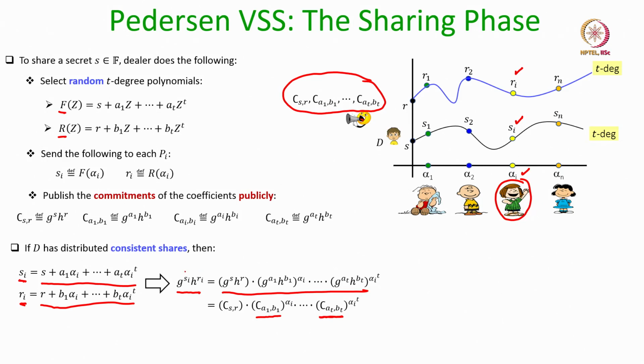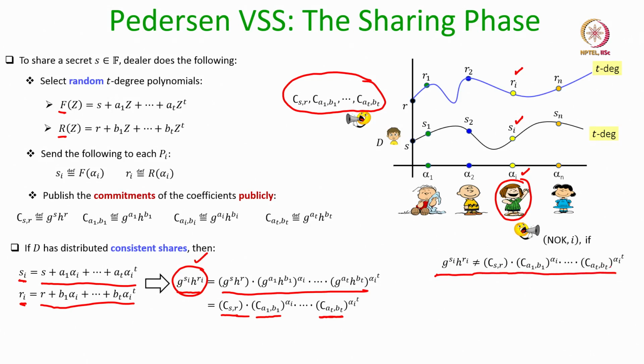Pi has Si and Ri, so it can compute this, and it also has these commitments available, the individual commitments of the coefficients of the f polynomial, and anyhow it knows alpha i. So, what Pi does is the following: it checks whether this condition holds or not. If it holds, then it is fine, otherwise it publicly complains against the dealer.